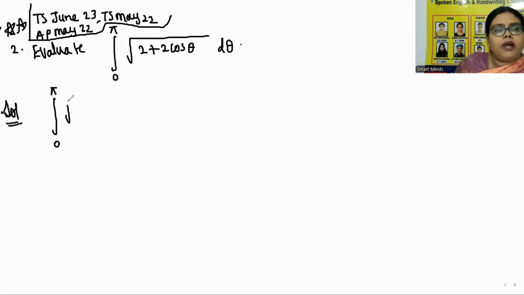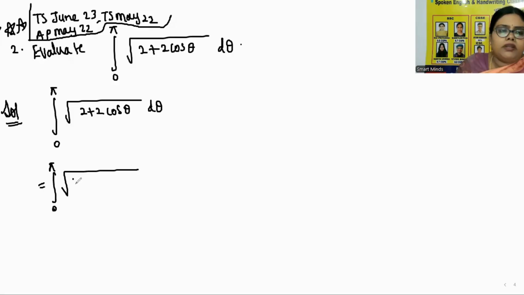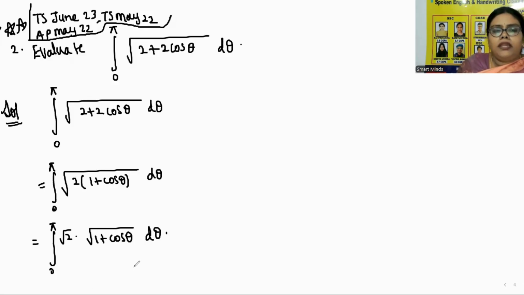Integral 0 to pi root over 2 plus 2 cos theta d theta. That is integral 0 to pi. Now within the square root, I will take 2 common. So if I take 2 common, we will get 1 plus cos theta d theta. That is integral 0 to pi. Now 2 if I bring out, you will get root 2 into root 1 plus cos theta d theta.